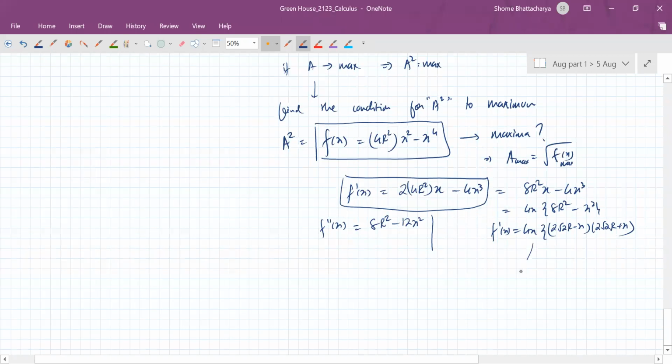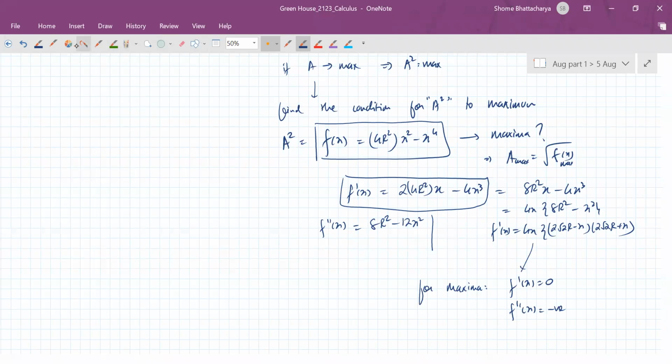So now you can see that for maxima, f prime x should be 0. Yes, there you wrote 8r square minus x square while taking 4x common. Oh, sorry, my mistake. It should be 2 now. So this will just be root 2. I took 4 common. So this is 4x into (root 2r minus x) into (root 2r plus x).